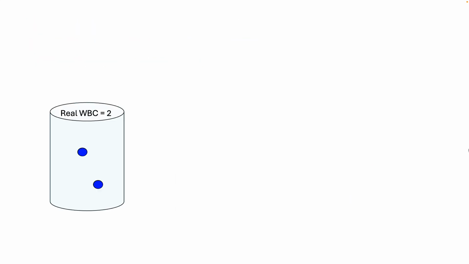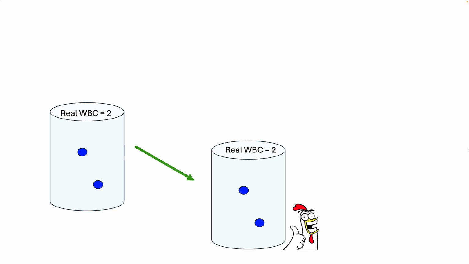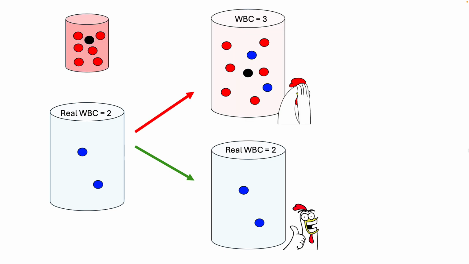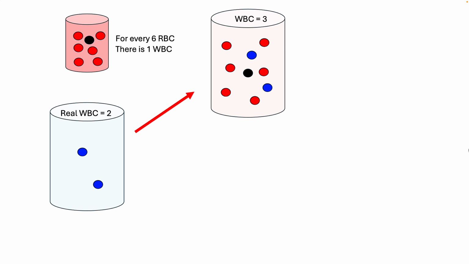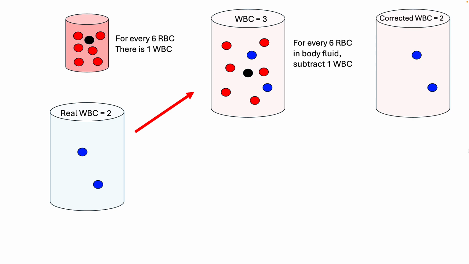Let's consider a fluid sample that shows 2 WBCs. If you perform the procedure without any blood vessel injury, you would have a WBC count of 2. However, if some blood accidentally mixed into the sample, you would see an elevated WBC count, in this case 3. So you need to adjust for this contamination. You notice that there is 1 WBC for every 6 RBCs in the sample. Since labs give you the RBC count in the sample as well, you can subtract 1 WBC for every 6 RBCs in this case and get a correct value of 2.